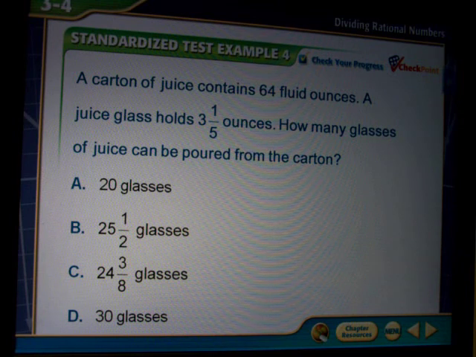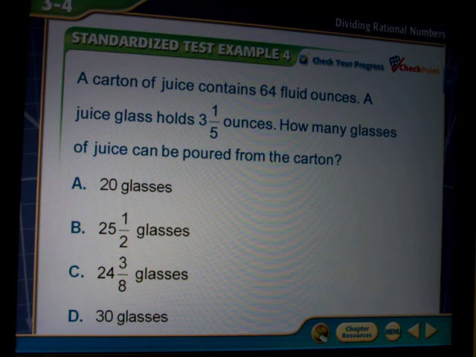Alright, a carton of juice contains 64 fluid ounces. A juice glass holds 3 1/5 ounces. How many glasses of juice can be poured from the carton? Is it A, 20 glasses, B, 25 1/2 glasses, C, 24 3/8 glasses, or D, 30 glasses? You're going to take 64 and divide it by 3 1/5. Convert 3 1/5 into an improper fraction and multiply 64 times the inverse of 3 1/5. That's how you'll get your answer. And your answer ends up being A.